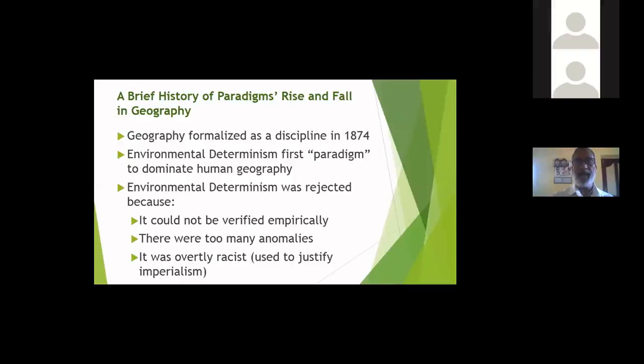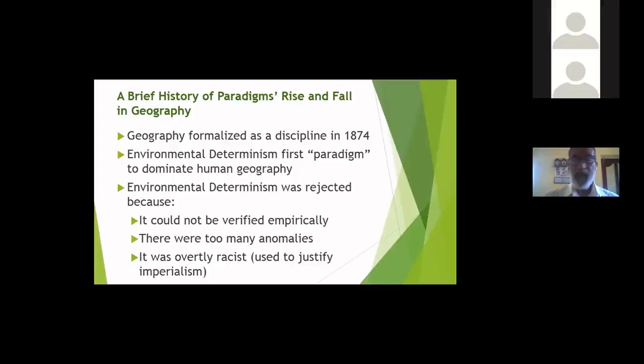So when we say formalized in 1874, we intend to mean it became a global subject, formalized in every country of the world, formalized in every educational system of the world. But around about that time, you would say the paradigm was the French paradigm called environmental determinism. That paradigm was about saying the environment or nature was all powerful.